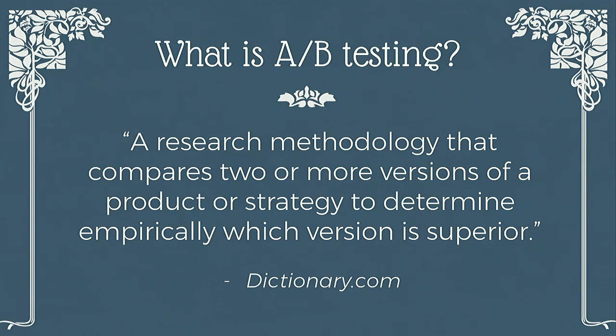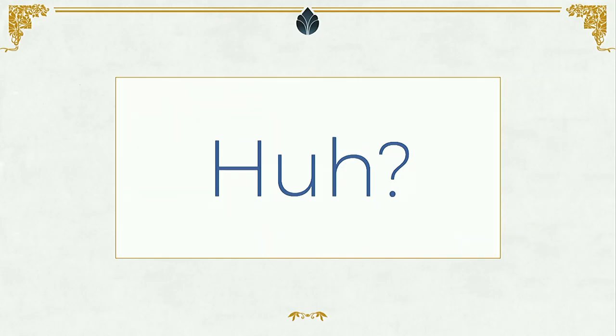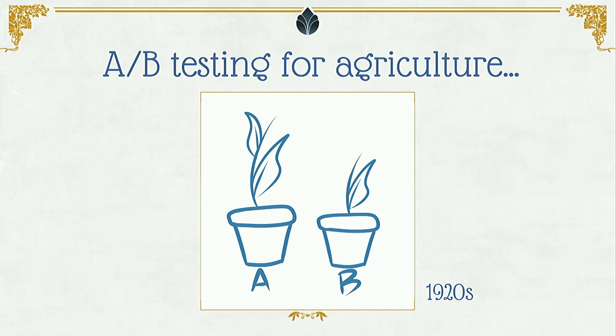All right, so to start with, what is A-B testing? A research methodology that compares two or more versions of a product or strategy to determine empirically which version is superior. Okay, what? It's a lot of words for something that's really not that complicated. So we'll talk a little bit about how the concept of A-B testing started.